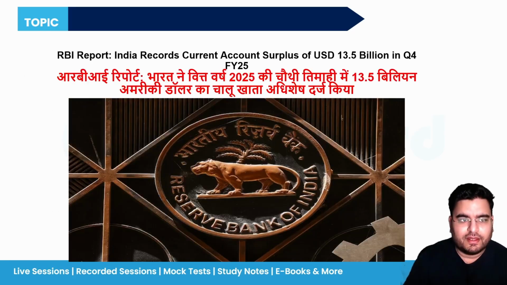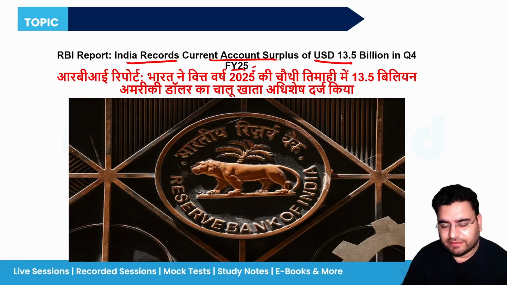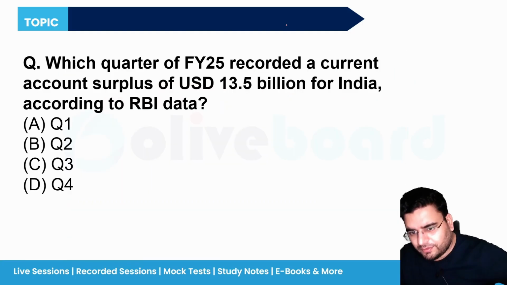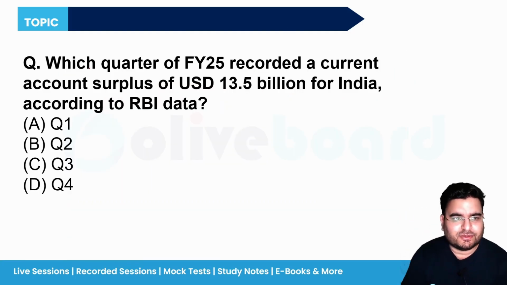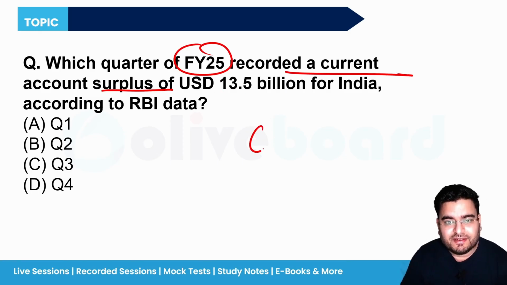Next is the RBI report. India records a current account surplus of US $13.5 billion in the fourth quarter of financial year 25. Let's see the question. Which quarter of financial year 25 recorded a current account surplus? This is a very big news because generally we are in a current account deficit.